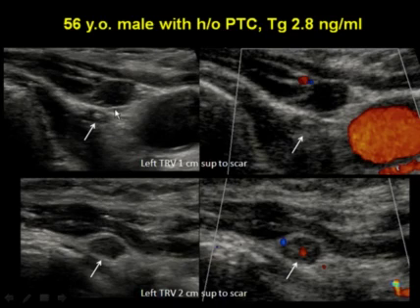So this is the same patient. Again, he was a patient with a history of papillary thyroid cancer who came back with an elevated thyroglobulin level. It had been creeping up, greater than 2, and it was now 2.8. He had this lesion, which we were quite confident was a suture granuloma, and he also had this second lesion, pretty well circumscribed with central color flow, and this was his local papillary thyroid cancer recurrence.